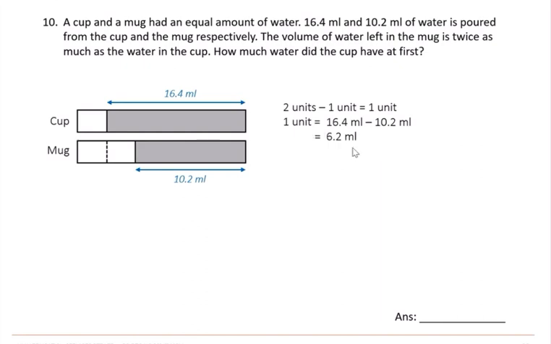So 6.2 ml is actually what the cup has left, the amount of water in the cup left. So I want to find at first, that means you can see the red color rectangle that I boxed up. So you just add back what you pour out from the cup. So it's 16.4. So you add it back with your 6.2. Answer is 22.6 ml. Please write your ml. Okay, this is measurement. Unit must write down. Okay.